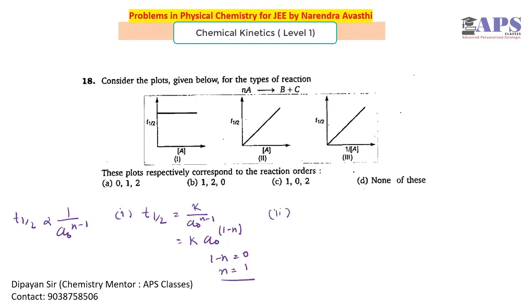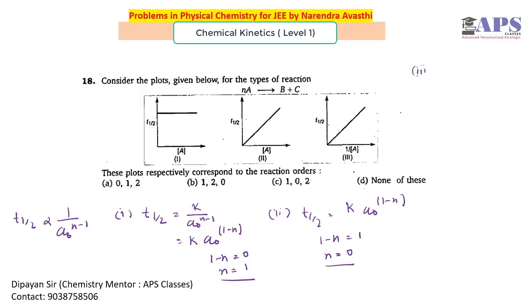For graph 2, it is a straight line passing through origin. T half equal to k A0 to the power 1 minus n, and now 1 minus n will become 1, n will become 0. So the second graph is a zero order reaction.